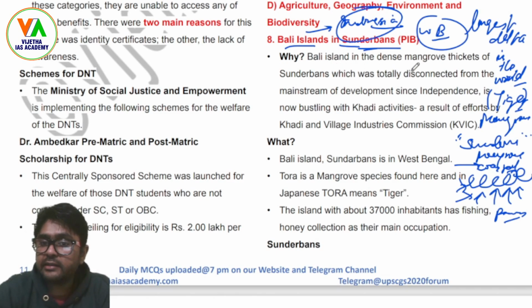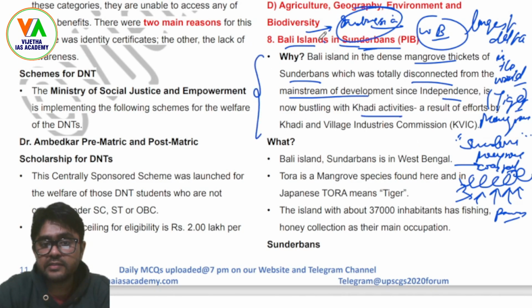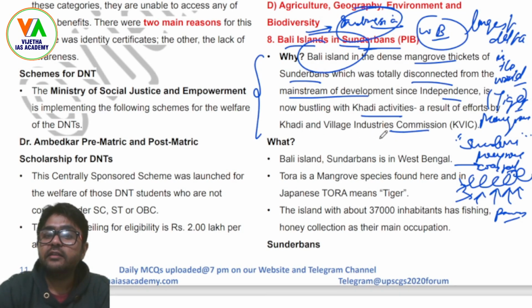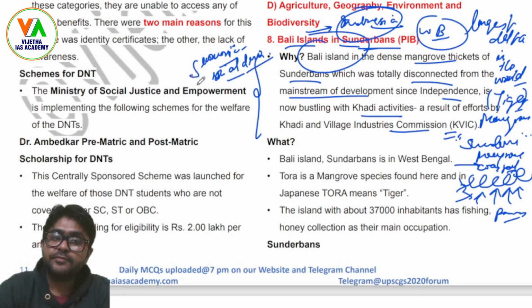The Bali Island in the dense mangrove thickets of Sundarbans, which was totally disconnected from the mainstream of development since independence, is now bustling with khadi activities. Right, so that means on this Bali Island, people are involved in the khadi activities promoted by the Khadi and Village Industries Commission, that is KVIC, and hence the people are now contributing through khadi development activities to the economic contribution, let's say. And whenever economic prosperity is there, then the social development aspects are also coming up.